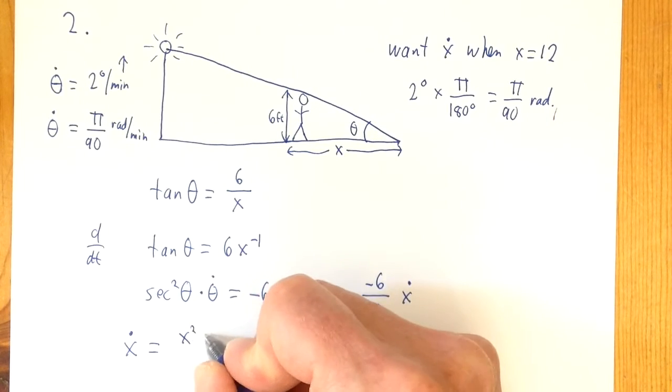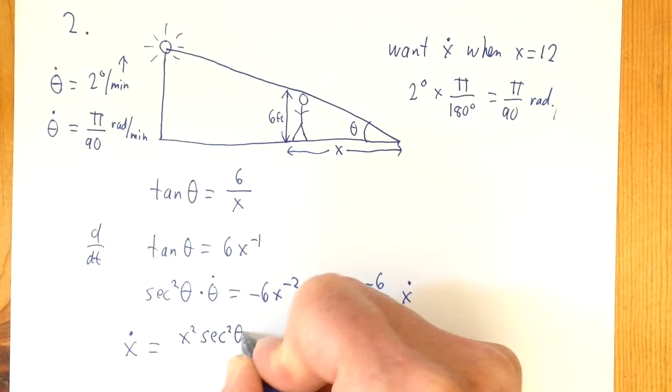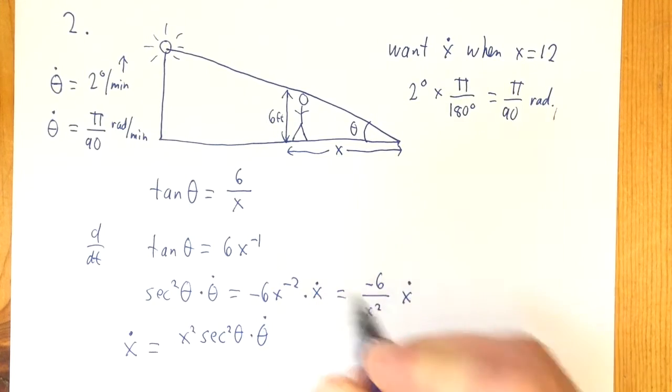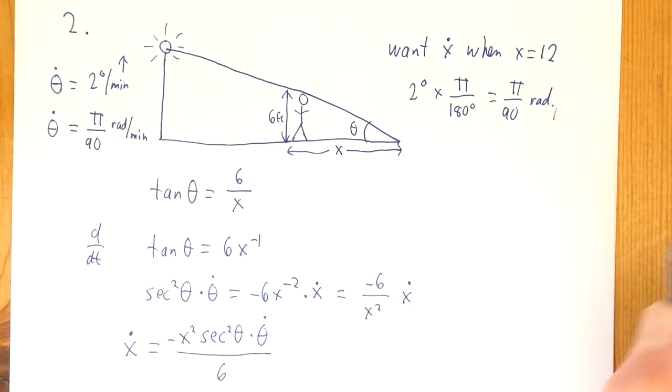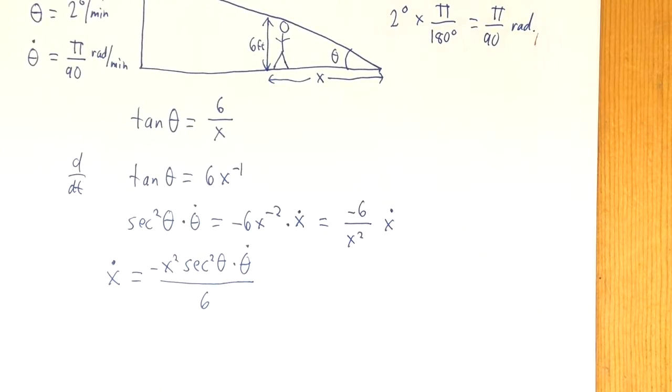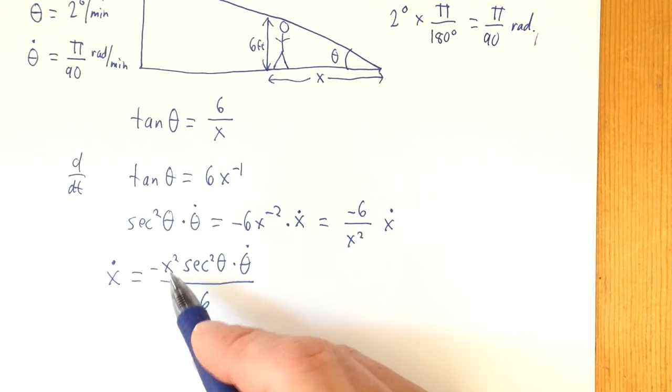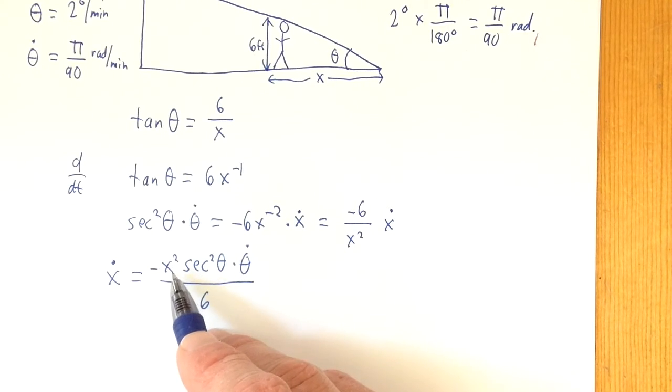So it's x squared secant squared theta times theta dot on the top. And then we have a negative 6 in the bottom. I just put the 6 in the bottom, make it negative there. Okay, that's what x dot is. We know x is 12. We want x dot when x equals 12.